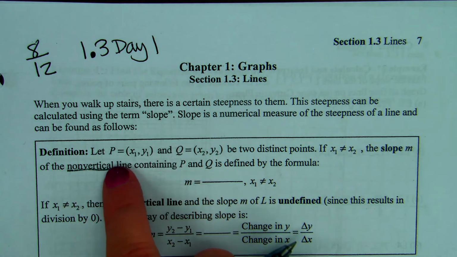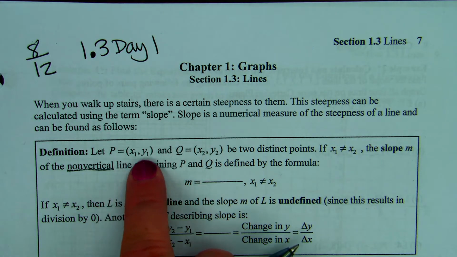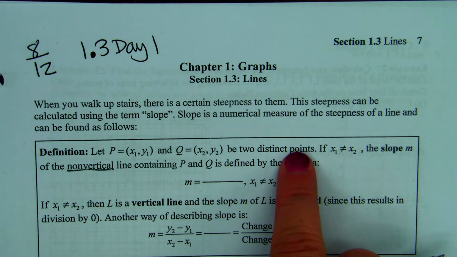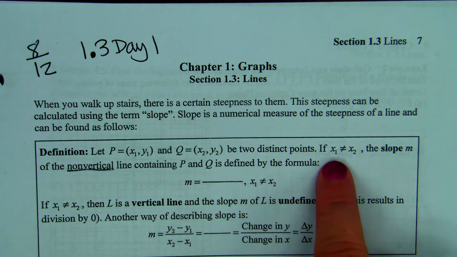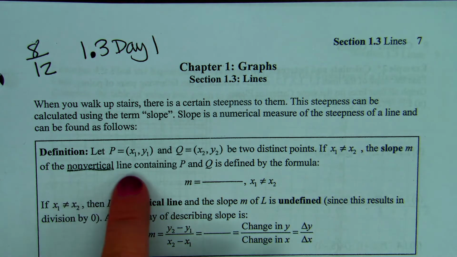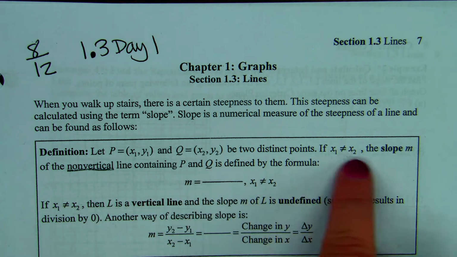Let P equals (x1, y1) and Q equals (x2, y2) be two distinct points. If x1 is not equal to x2, if the x's are different, then the slope of the non-vertical line containing P and Q is defined by the formula.